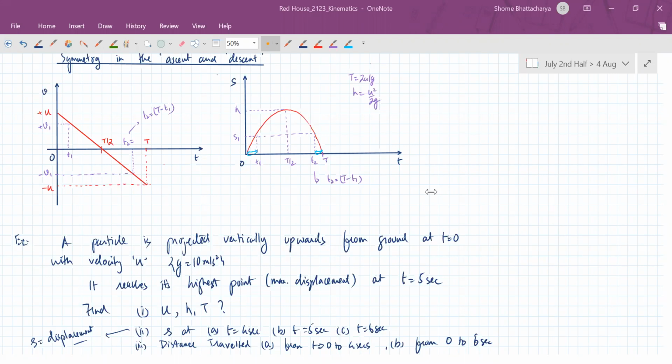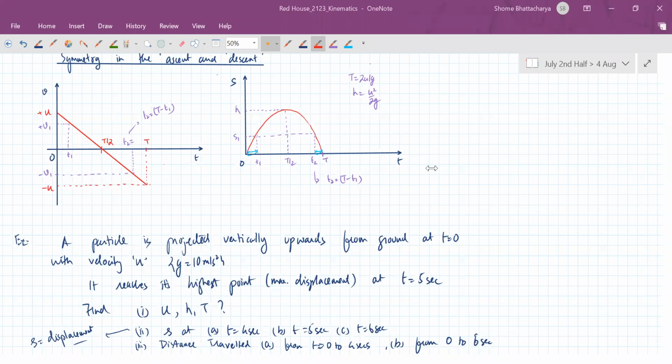Okay, very good, Parv and Anand. You got this much correct. Capital T, Parv, is the total time of the journey. Total time of flight, what we call the ascent plus descent. Yes, Akshat, that's correct. Very good. Parv, correct for the total time also.